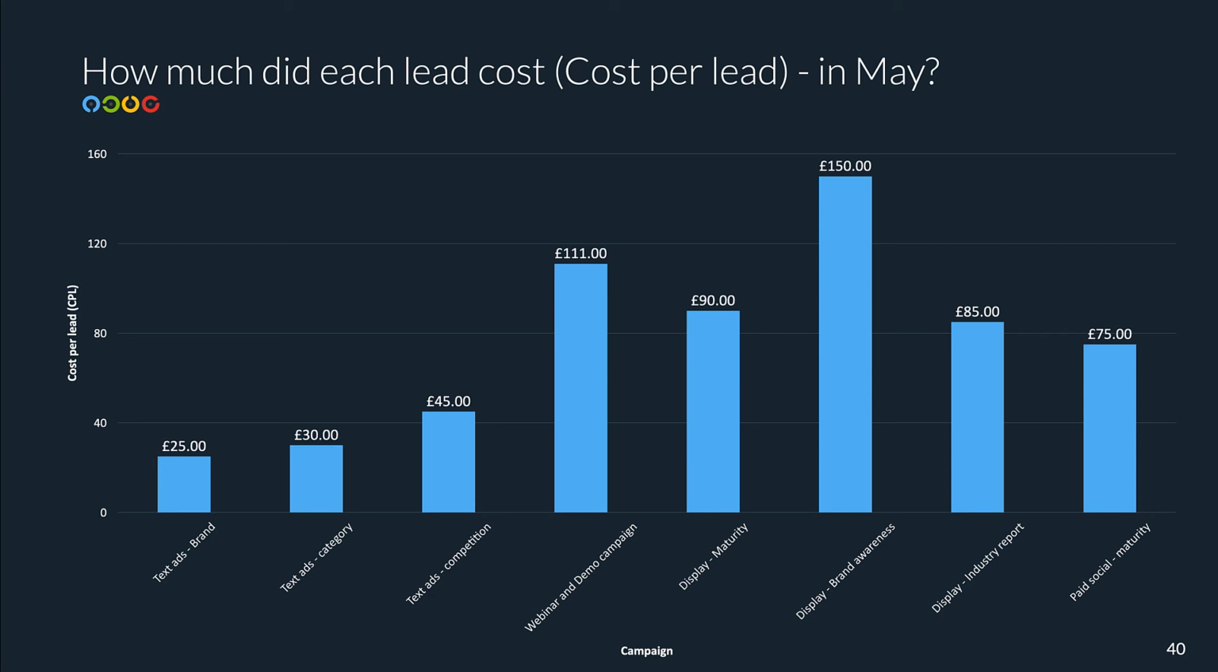So here, the simple answer would be to invest further in the paid social campaign and potentially take that from the display brand awareness campaign, because that cost per lead is significantly higher. We've also got some great text ad activity running with cost per leads of £25 to £30. So we could invest further with those campaigns, potentially taking the money away from the webinar and the demo campaign.